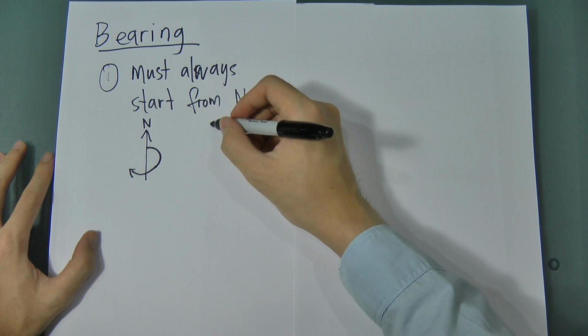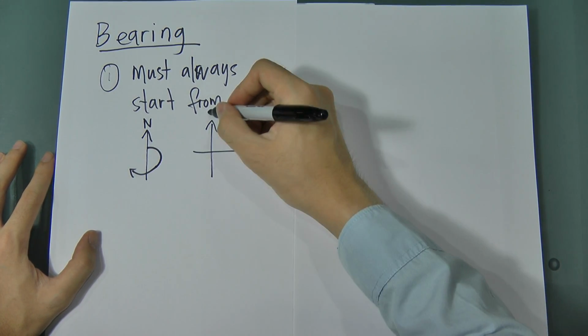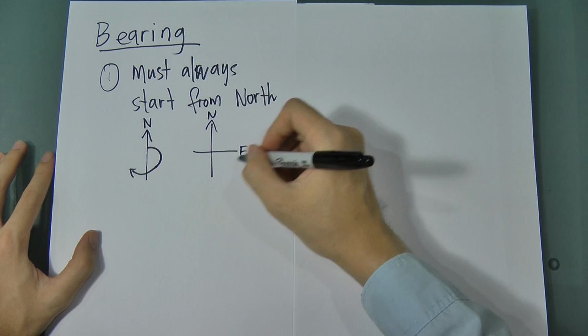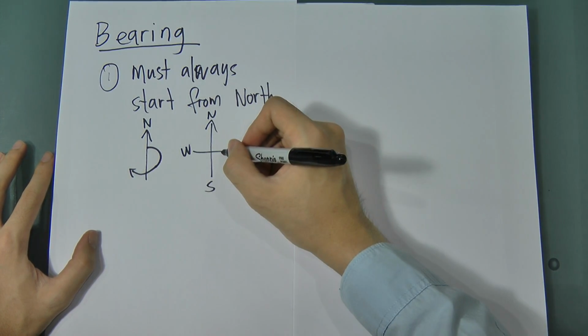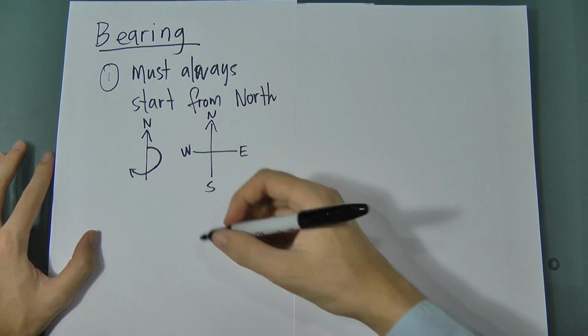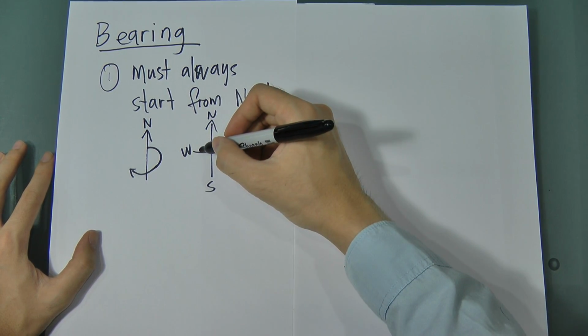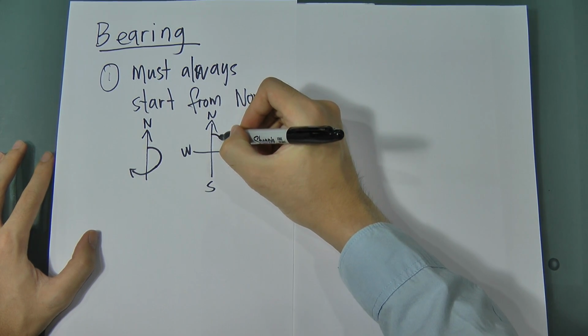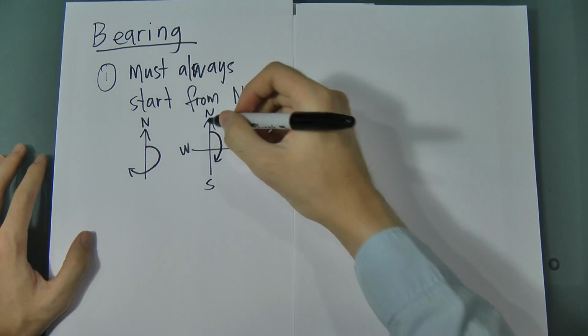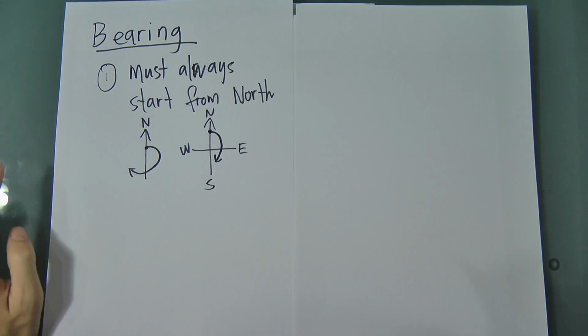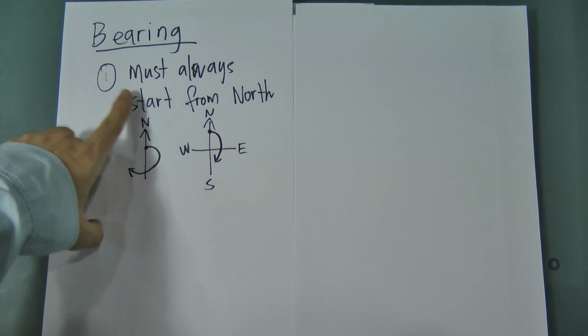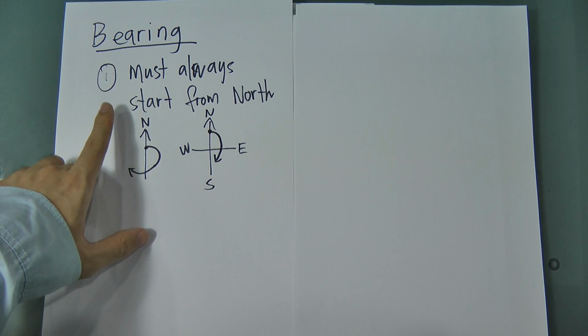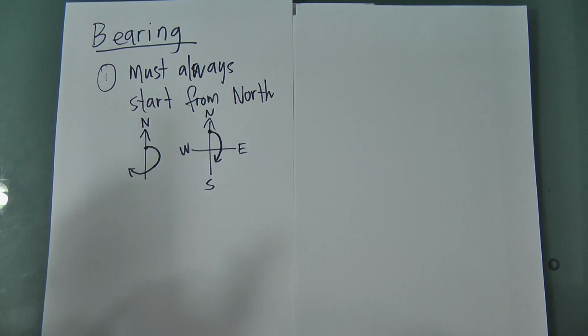You cannot start the angle, let's say this is north, and then this is east, south, west. You cannot start the angle at the east, or at the south, or on the west. Must always start from north. This is one of the very important pieces of information about bearing, because if you mess up this one, most of the questions you can't do.